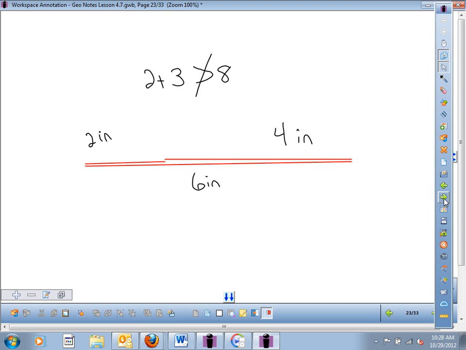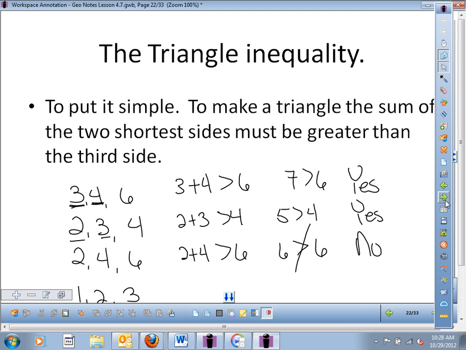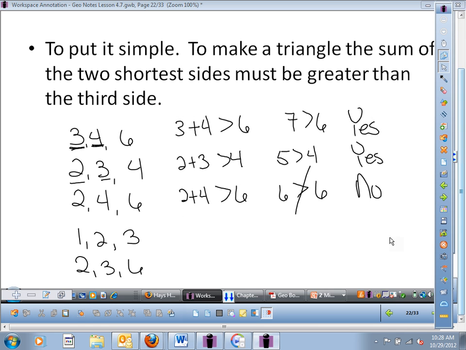Okay, so that would be a no, because they're going to be right on top of each other. It'd be like a drawbridge going down that just hits. Now 1, 2, and 3, can we take sides of 1 inch, 2 inch, 3 inch, 1 foot, 2 foot, 3 foot, and make a triangle?